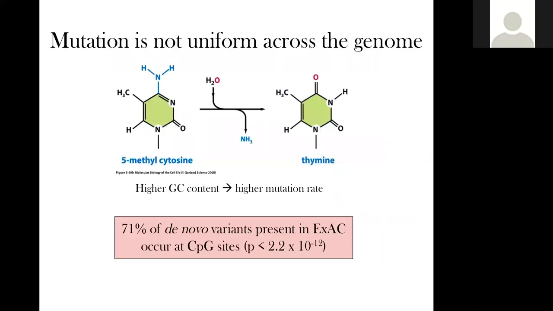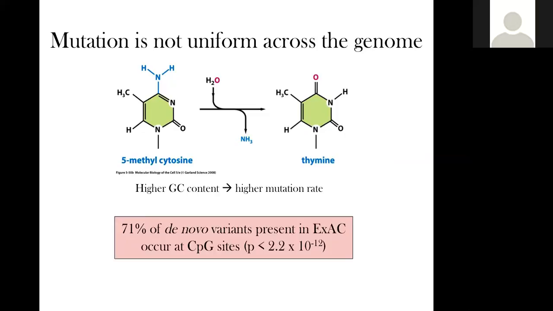So one of the first things we did is we wanted to see, well, if we're observing sites in the genome that have undergone multiple mutations, they should probably be at sites that are more likely to mutate. And so indeed, 71% of these de novo variants that we saw in someone in ExAC are at CpG sites. And CpG sites have a mutation rate that's an order of magnitude higher than the rest of the genome. So it makes sense. It gives a biological basis for what we're observing. So that was very reassuring.